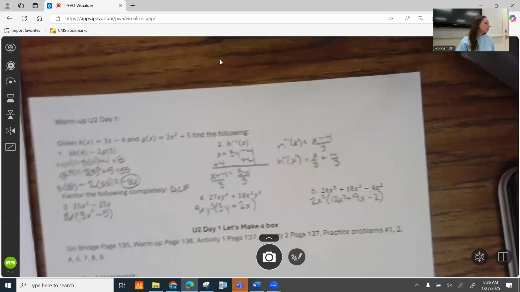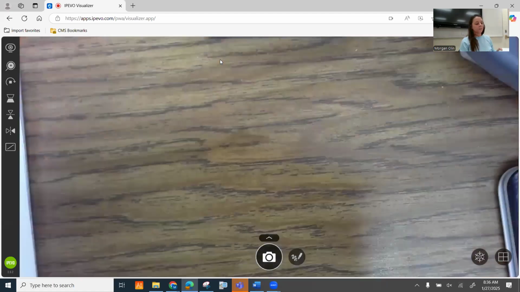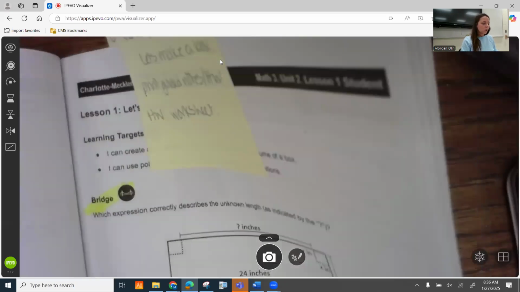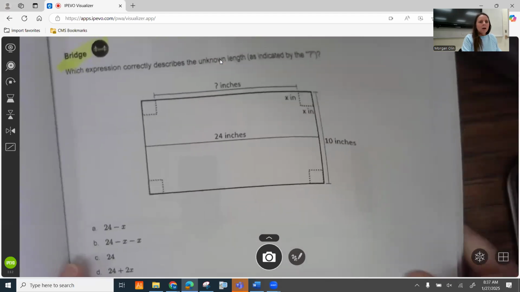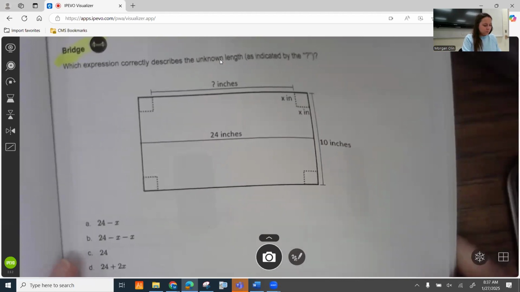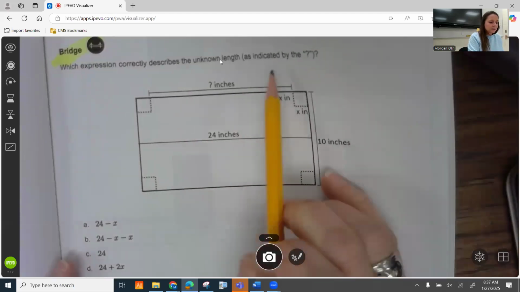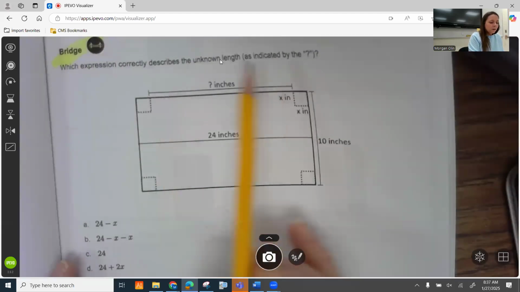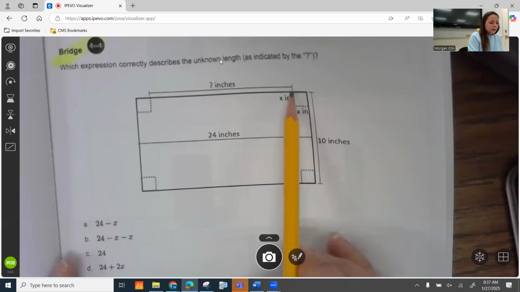All right, so let's move on and let's go to our workbook right quick. We're going to go to page 135. All right, we're going to make a box, or think about, look at this bridge. This is on page 135. Which expression correctly describes the unknown length as indicated by the question mark? Now look right here and then look right here. These are each a length of x.